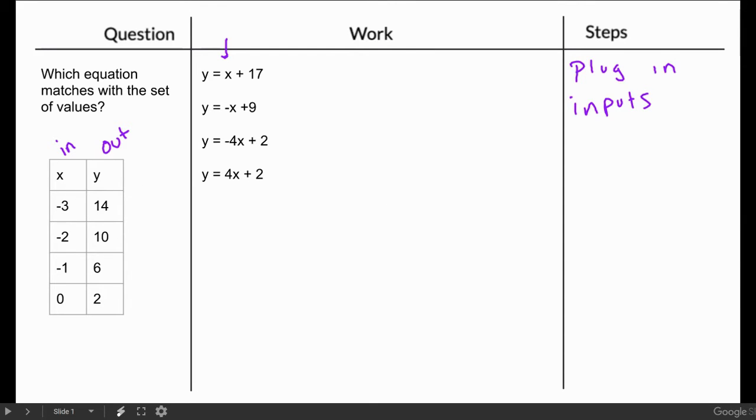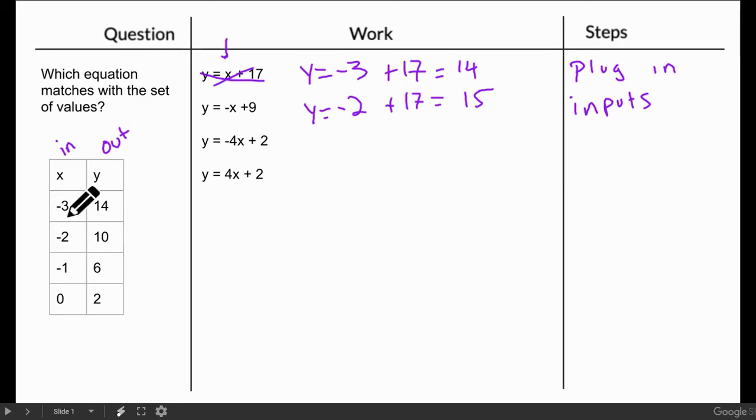So as we go through here, we have y equals x plus 17. I'm going to go ahead and plug in the first of our inputs here, and that gives us 14. So hey, this one matches up with the first one, but remember it has to match up with every single set of inputs and outputs. So now I'm going to plug in -2 plus 17, which gives me 15. Because it didn't give us an output of 10, this is not going to be our function.